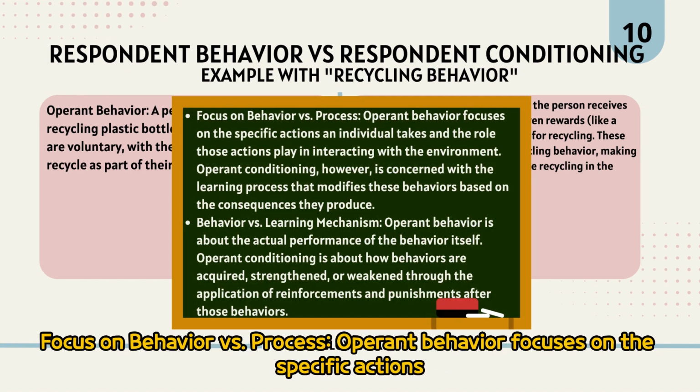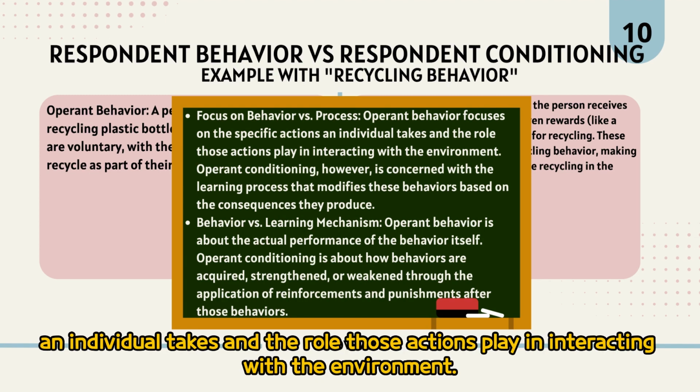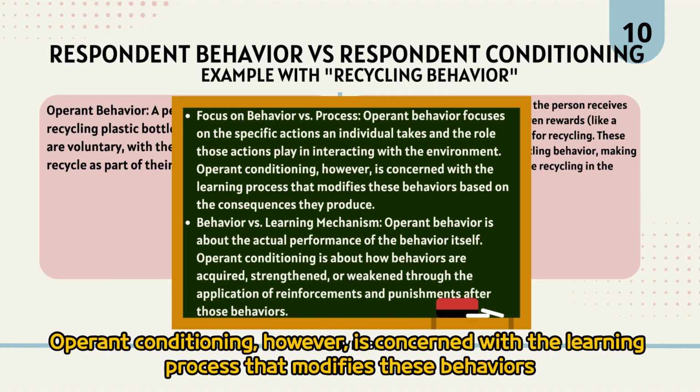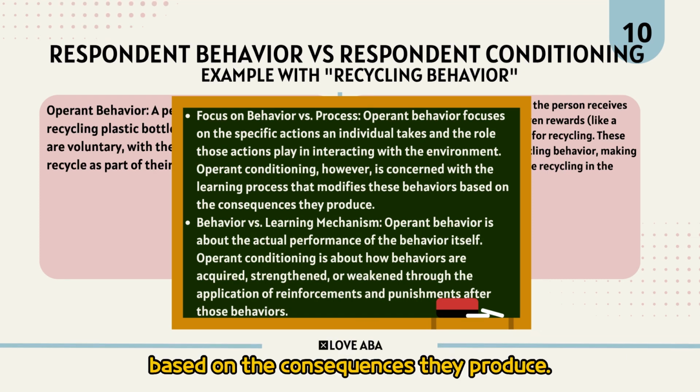Focus on behavior versus process. Operant behavior focuses on the specific actions an individual takes and the role those actions play in interacting with the environment. Operant conditioning, however, is concerned with the learning process that modifies these behaviors based on the consequences they produce.